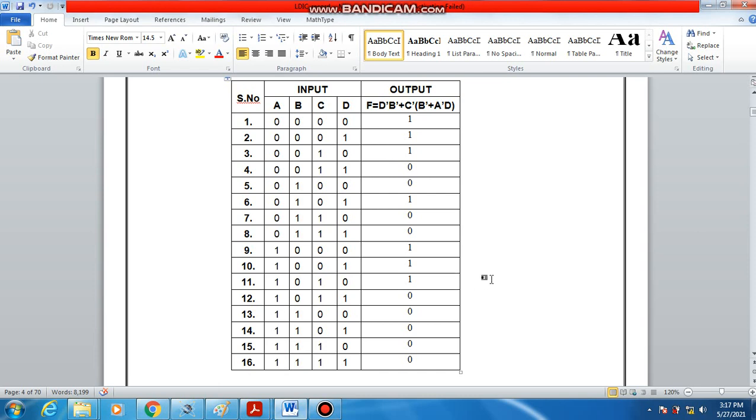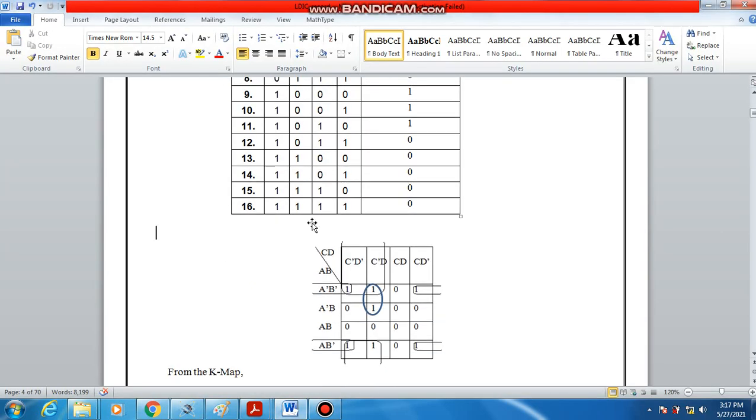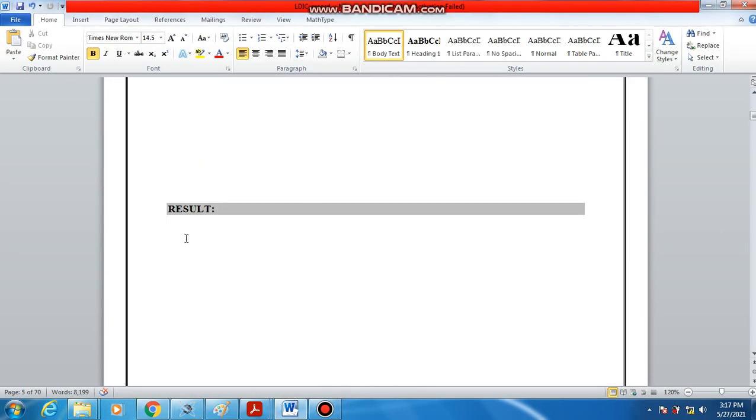Whatever circuit we have designed, and whatever output we get theoretically, has been verified with the help of the logic circuit we developed in Proteus software. So with this you can end up your result: you can state that the circuit has been built and verified. That becomes your result. Thank you so much.